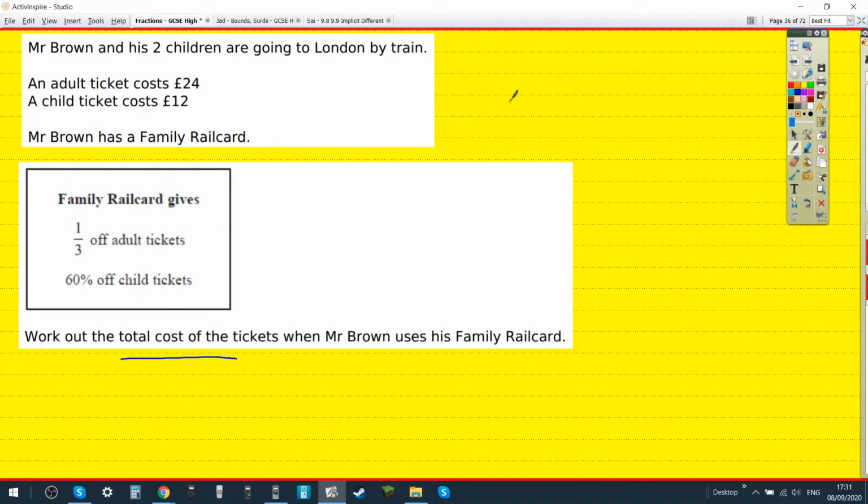So 1/3 off adult. 1/3 off, 60% off. So if I do 60% of 12, then that would be how much I would have to pay, which is £7.20p.